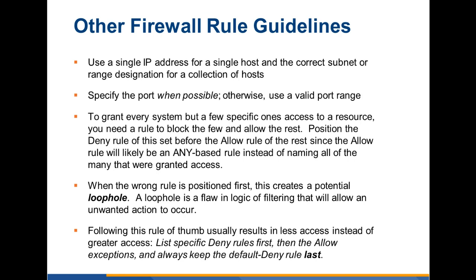Position the deny rule of this set before the allow rule of the rest, since the allow rule will likely be an any-based rule instead of naming all of the many that were granted access. When the wrong rule is positioned first, this creates a potential loophole, which is a flaw in the logic of filtering that will allow an unwanted action to occur. Following this rule of thumb usually results in less access instead of greater access. List specific deny rules first, then the allow exceptions, and always keep the default deny rule last. This concludes part 1 of chapter 7.